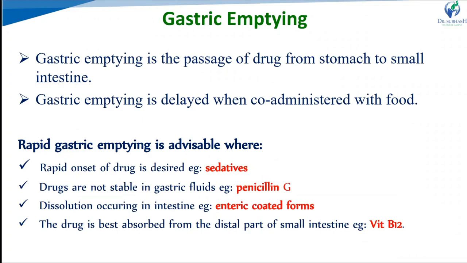So they stay less time in the stomach or acidic medium, and a longer time in contact with the small intestine or alkaline pH. An example is enteric coated tablet dosage forms, where we require less time in the stomach and more time in the intestinal part. The drug is best absorbed from the distal part of the small intestine. An example is vitamin B, for which we advise rapid gastric emptying.